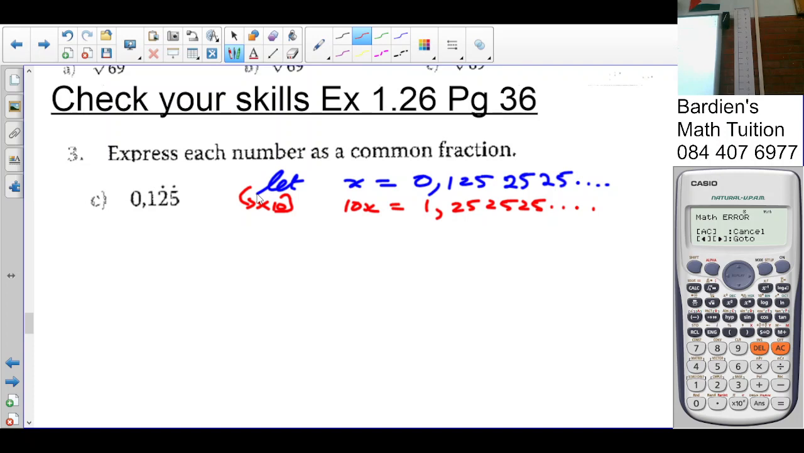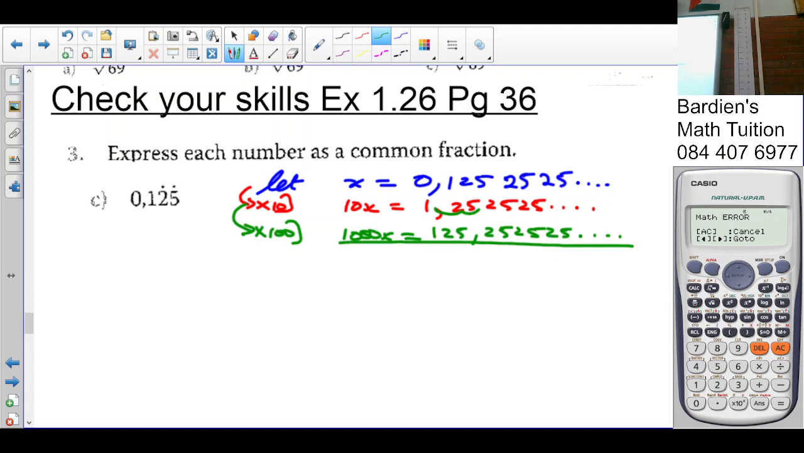2. So it's either multiply that in blue by 1,000, or we multiply this line by 100. So 100 times 10 is 1,000. If I multiply this by 100, it's going to move it 2 units. So it's 1, 2, 5, 2, 5, 2, 5, 2, 5. Can you see that? If I multiply the first line by 1,000, then you will get the same solution.